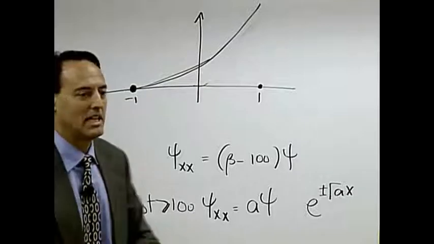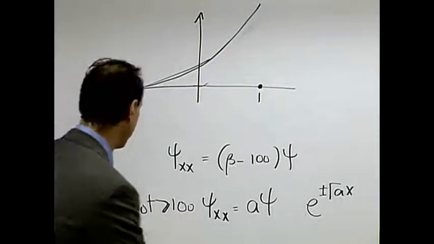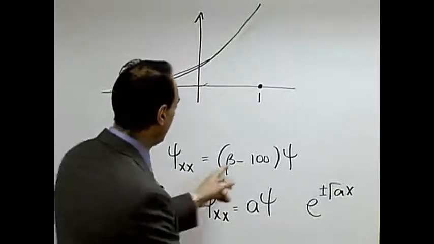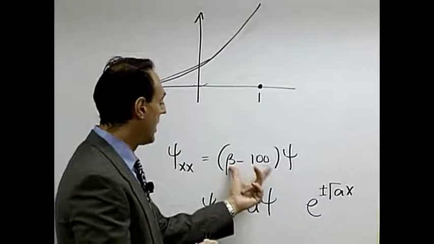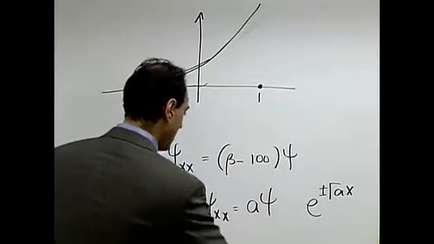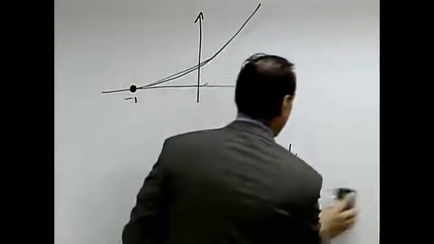Okay, so beta could be less than 100. Does that make sense? Now, if it's less than 100, sorry, that's really bad handwriting. Sorry. Okay, we'll leave that there. Now, let's do the opposite. If beta is less than 100, then I have a negative number here. So this is going to be negative here. So what do solutions to that look like?